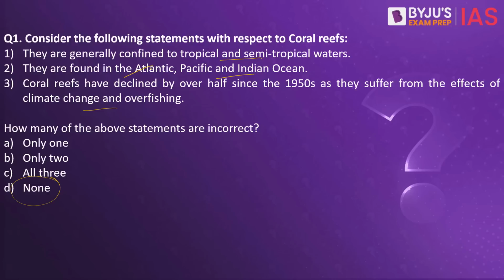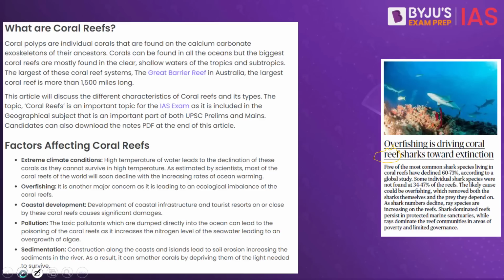And because of climate change, what we have seen is a massive decrease of the coral reefs because of climate change and overfishing. So this article also goes on to say that because of overfishing that has been initiated by human beings in all these regions where the coral reefs are present, what we have witnessed is a drop in the reef sharks as well. So what are the factors affecting the coral reef? Extreme climatic conditions, overfishing, coastal development, pollution, sedimentation. These are the effects which impact the coral reefs.